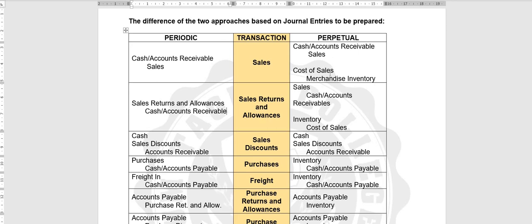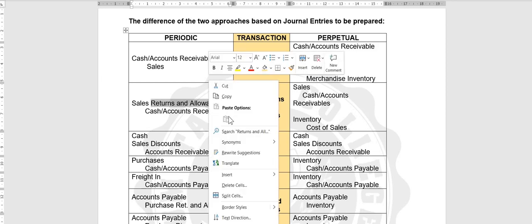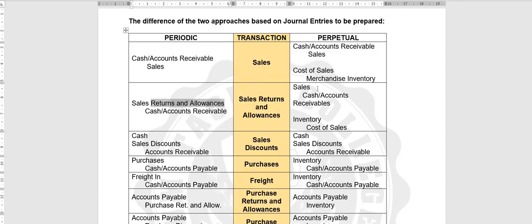Next is under the perpetual inventory system. We just have to recognize, so we should also record sales returns and allowances. We debit sales returns and allowances and credit either cash or accounts receivable.